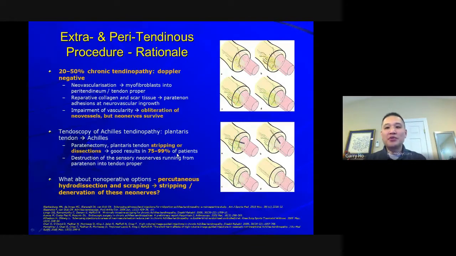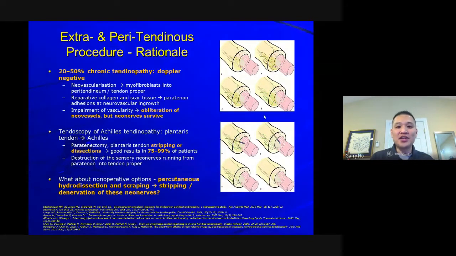So is it all about the vessels? You know, that's what Dr. Alfredson would focus on. Anywhere between 20 to 50% of chronic tendinopathy is actually Doppler negative for these neovessels. Well, the theory behind this potentially is that you have these invaginating vessels with these neonerves, right? And then you have the surrounding sclerosis and this kind of scar formation and this fibrosis at that same soft tissue interface, which then obliterate the vessels, but they don't obliterate the nerves. And so you continue to have this neurogenic inflammation.